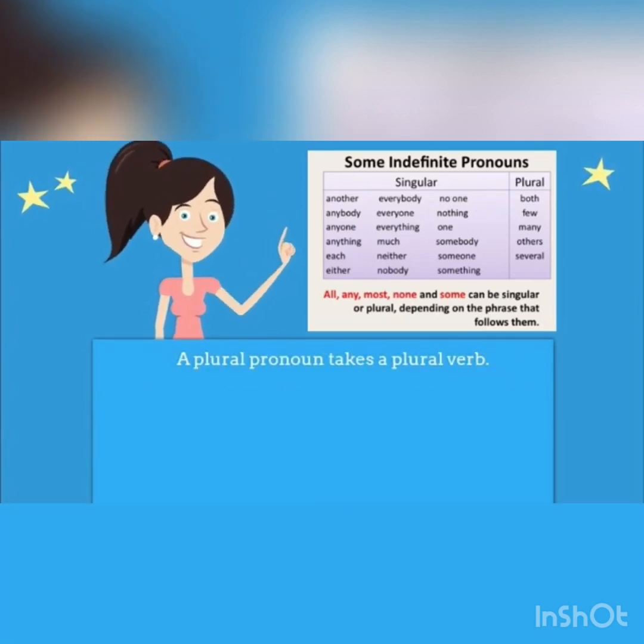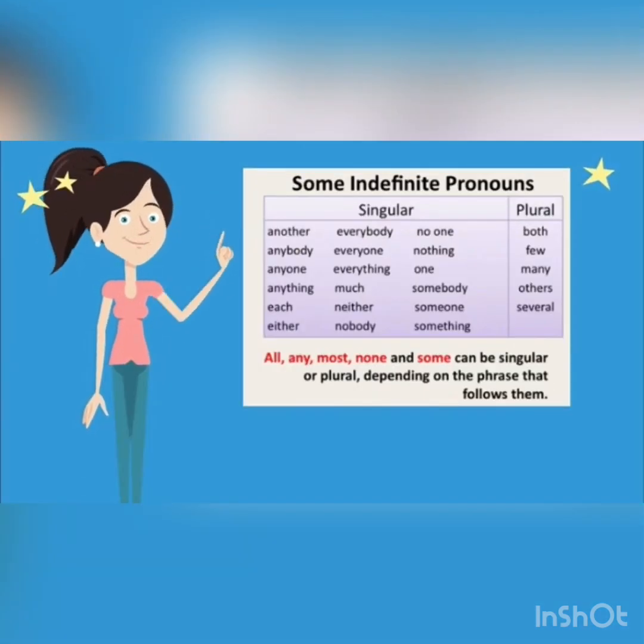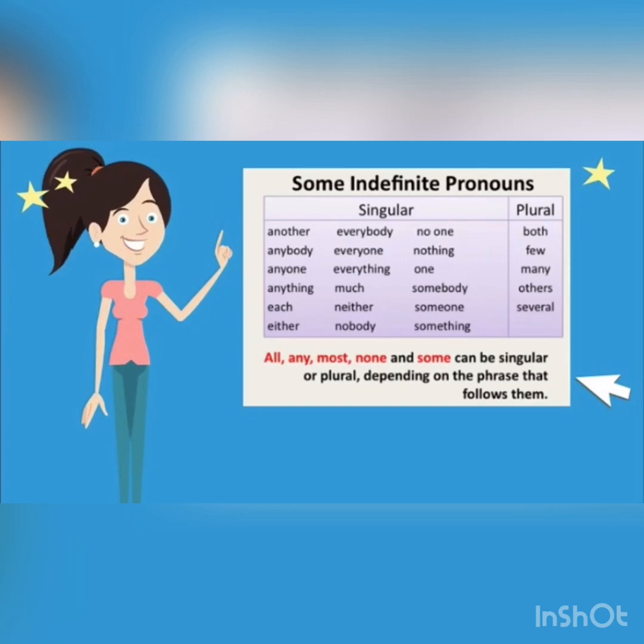A plural pronoun takes a plural verb. For example, John likes coffee but not tea. I think both are good. Both is your indefinite pronoun, replacing coffee and tea, and you have a plural verb, are. Notice at the bottom of the chart, you have a list of indefinite pronouns that can be singular or plural, depending on the phrase that follows them.